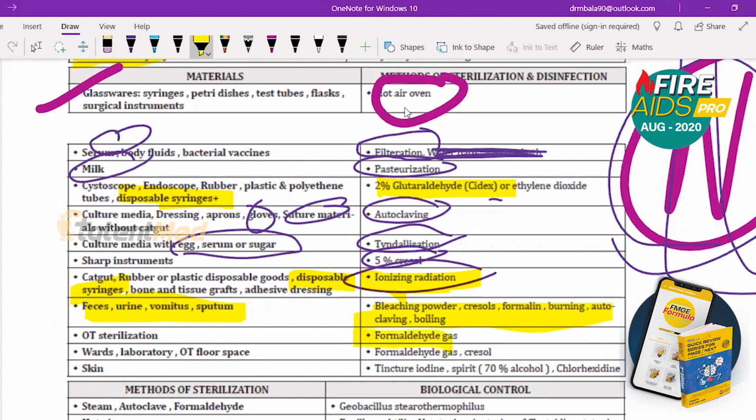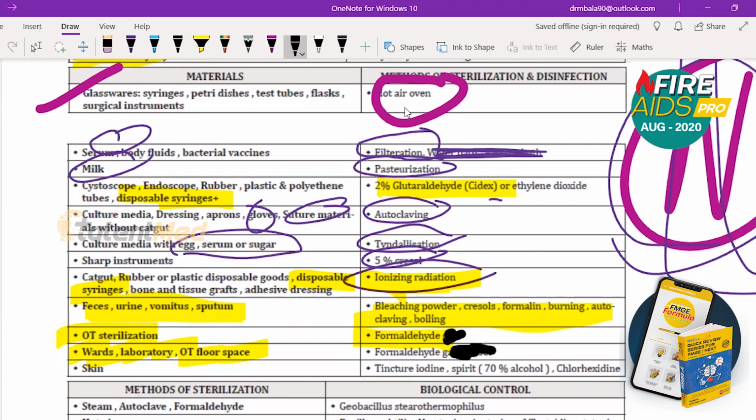Next is formaldehyde gas, used for OT sterilization. You'll get a question from this; basically they ask how you would clean the OT. You can answer with formaldehyde. That's it. Not just the OT, but the wards, the laboratory, the OT floor space, everywhere, is going to be formaldehyde. So forget about cresol. You don't have to answer cresol. You need to know formaldehyde. Formaldehyde is the answer you have to worry about.